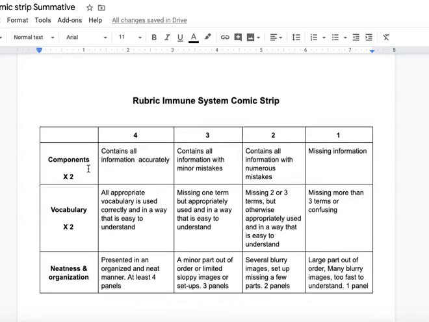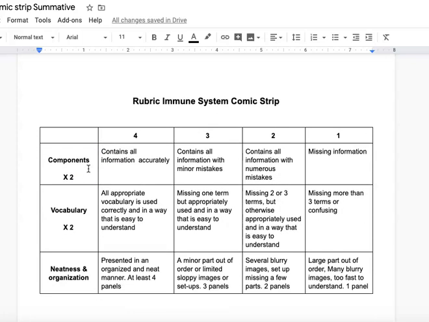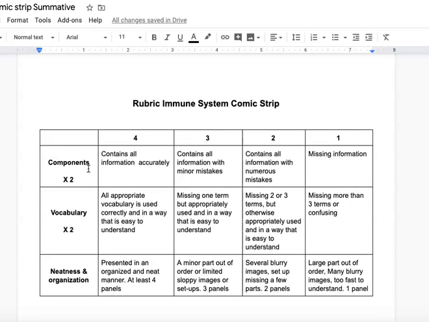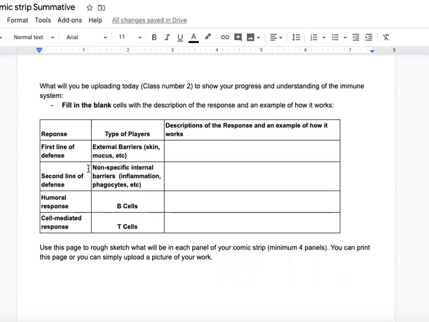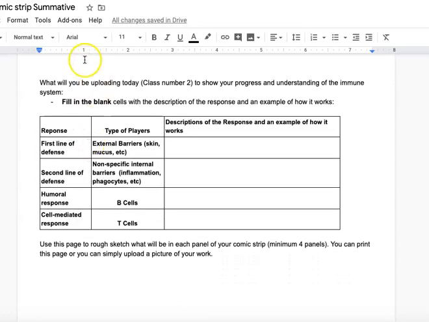To keep track of what you're doing in class number 2, so this will be the next class after you've watched this video. In class number 2 of this week, you're going to be uploading the following. What will you be uploading today in class number 2 to show your progress and understanding of the immune system? You're going to fill in the blank of these cells that are obviously not filled up with a description of the response and an example of how it works. So I'm showing you the different responses of your immune system.